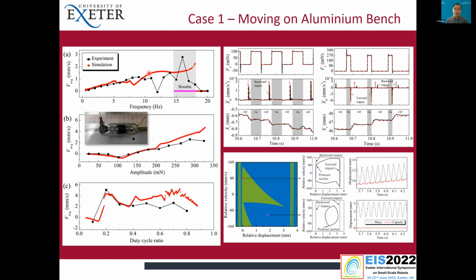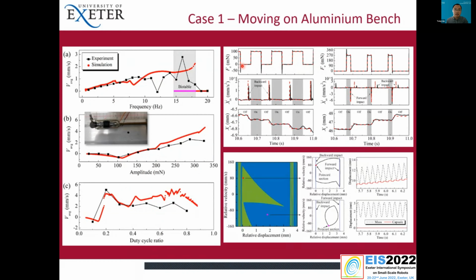So this is the first case. We carried out the experiment on an aluminum bench, and we play with these three key control parameters: frequency, amplitude, and duty cycle of the excitation. As you can see, when we increase these three parameters, the simulation and the experiment are fairly consistent. And these two examples are the time series of this comparison.